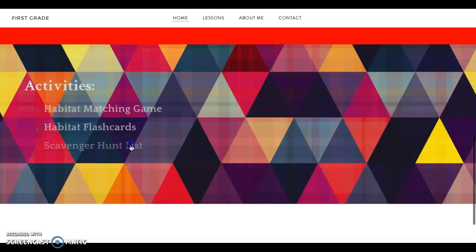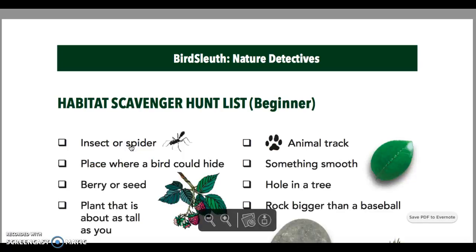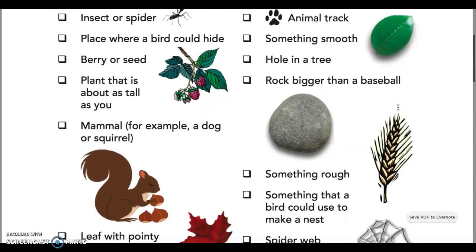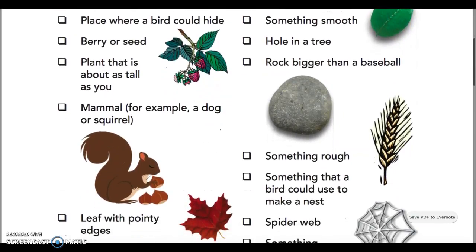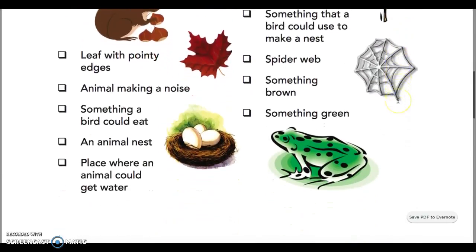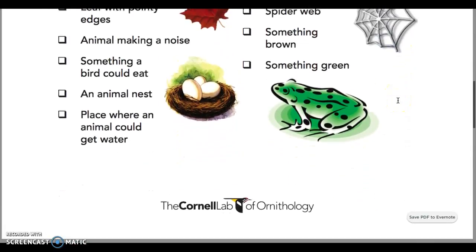And then lastly, we have a really fun activity. It's a scavenger hunt. We take the children out on a nature trail, and as they walk through the trails, they have to find all these different things, everything from certain animals to places that animals could live, to things they would eat, different textures of items, and they get to check those off.